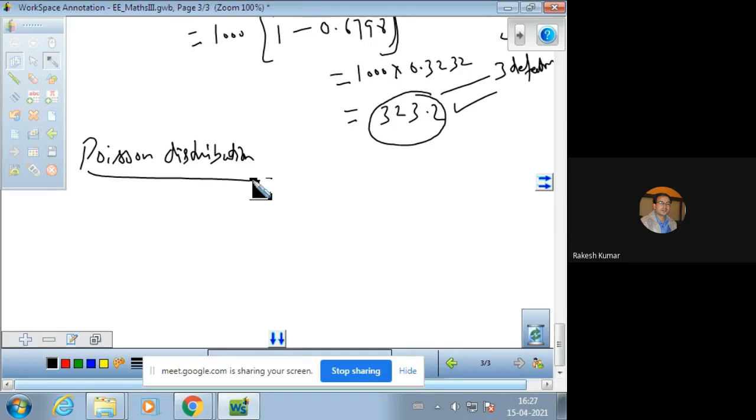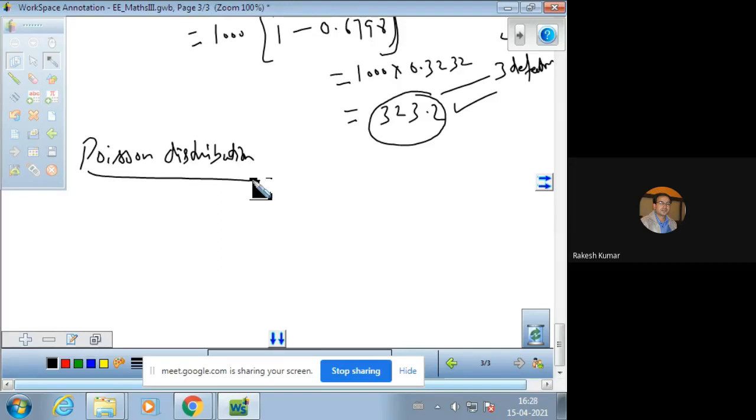Examples we can take: the number of persons killed in a railway accident during a particular year, and another example could be the number of children born blind per year in a large city. So these are examples on which we can apply Poisson distribution.